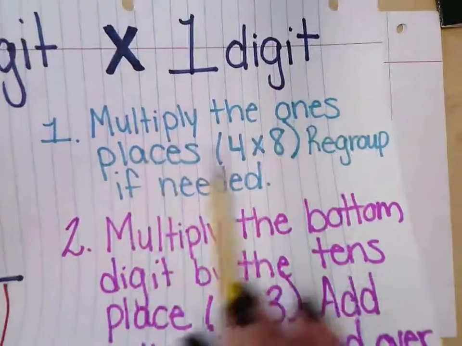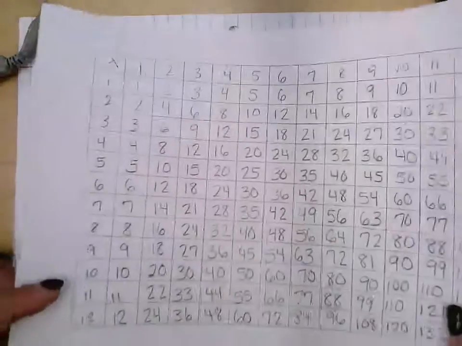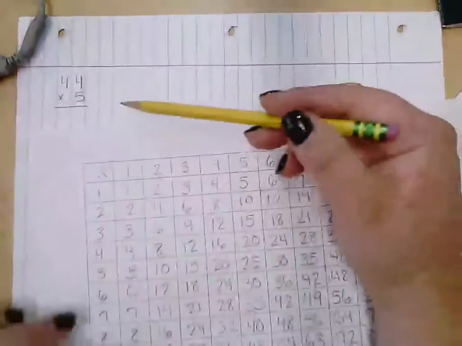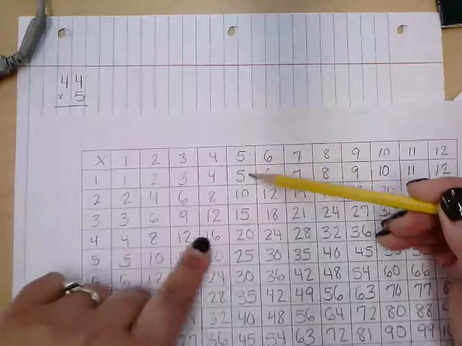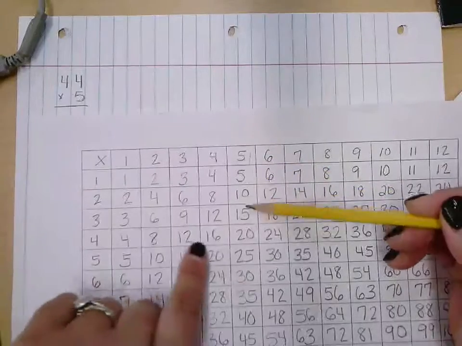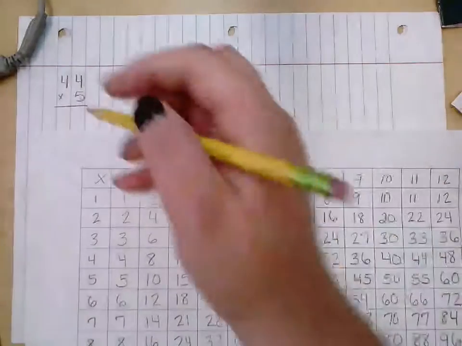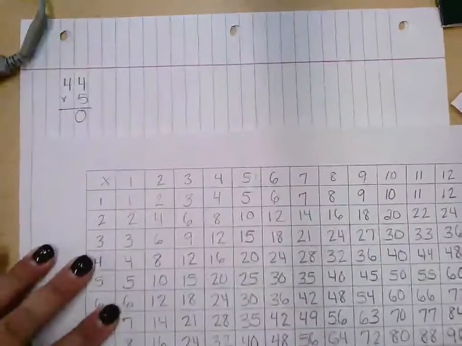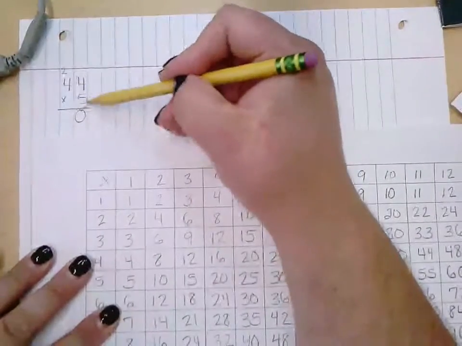If I look at our chart that we just made, I know that the first step is to multiply the ones place, regroup if needed. Both of these digits are in the ones place. If you made your anchor chart from earlier in the week, you may use that as well. Notice I have 5 times 4. So I'm going to search 5 times 4, and where they meet is going to be my answer. So 5 times 4 is going to be 20. Now I'm only going to write my 0, and I'm going to regroup as needed. So I'm going to put my 2 there. So I've done 5 times 4.